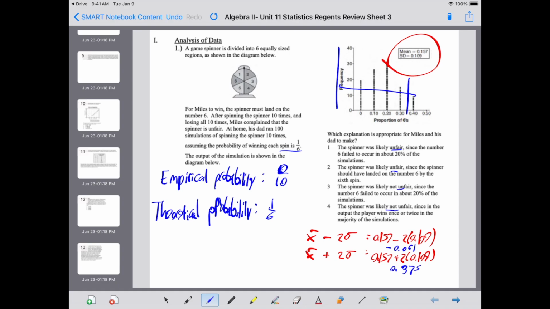Does 0 fall within that middle 95%? Yes. So the spinner was likely not unfair. So we're going to cross out the ones that say unfair. And now we have to choose between the two that are not unfair. The spinner was likely not unfair since the number 6 failed to occur in about 20% of the simulations. Yeah, that's true. Spinner was likely not unfair since the output the player wins once or twice in the majority of the simulations. No, that's not true. Okay.